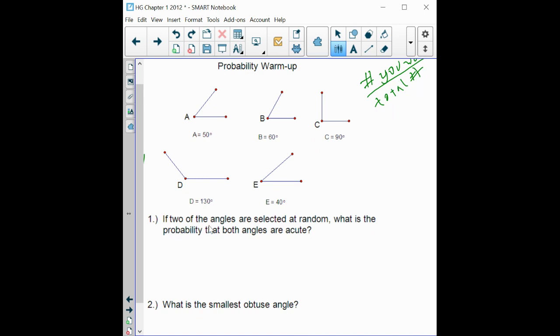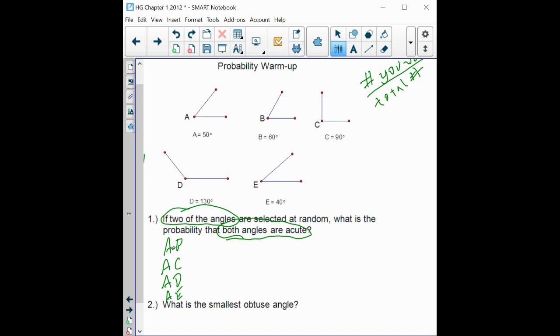So for number one, if two of the angles are selected at random, what is the probability that both angles are acute? So there are a few different ways of doing this, but because we're just kind of starting off with this, I'm going to just tell you, list out all the possibilities and then find the ones that are what you want, which in this case is both angles are acute. So I'm just going to start listing out all possibilities. So there's AB, AC, AD, and AE. And by possibilities, I mean all pairs, because we're doing two angles at a time. So there's all the pairing with A.